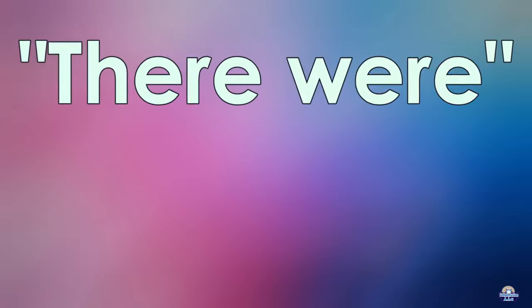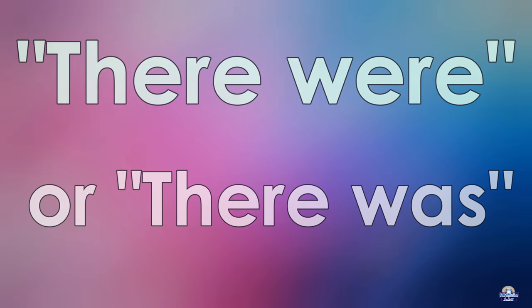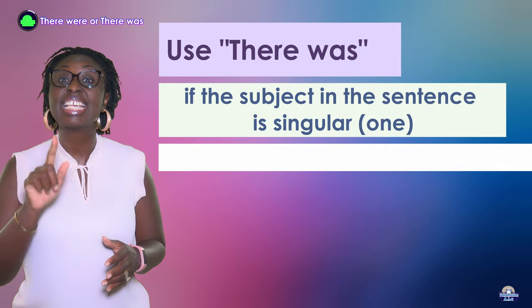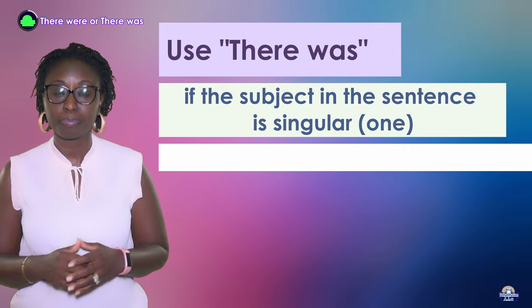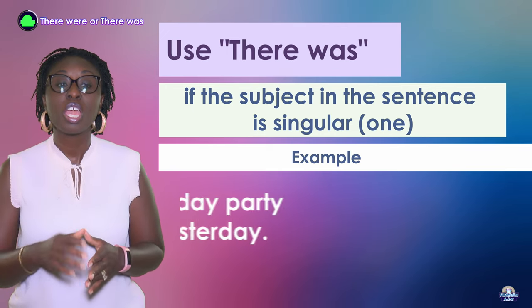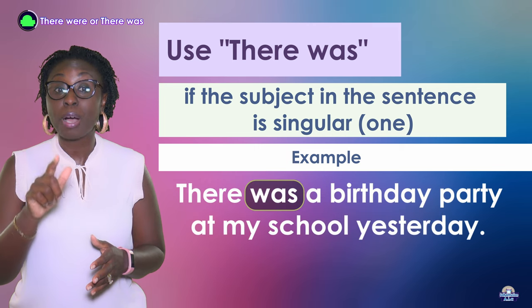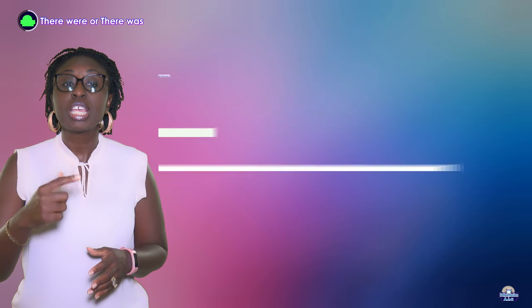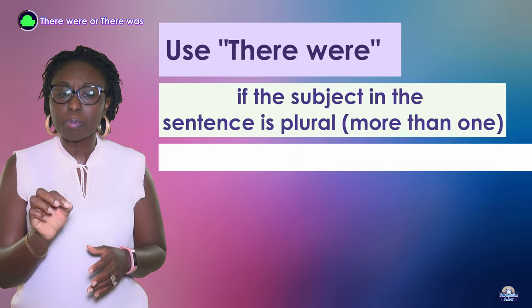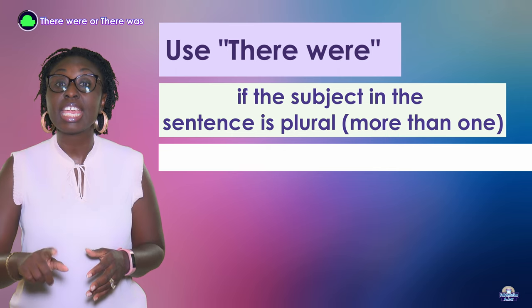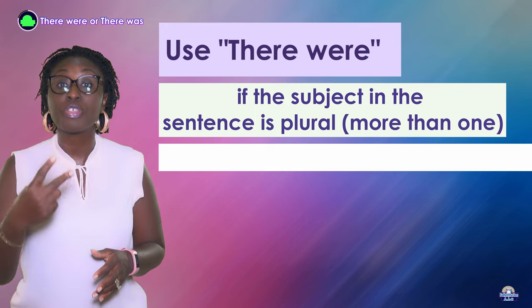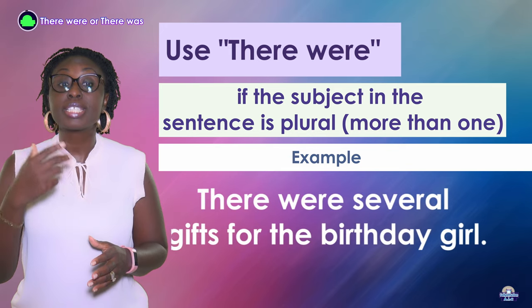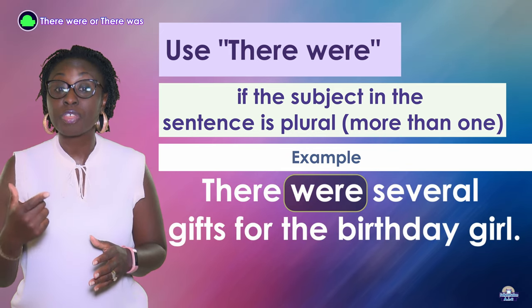There were or there was. Use there was if the subject in the sentence is singular, one. For example, there was a birthday party at my school yesterday. Use there were if the subject in the sentence is plural, more than one. For example, there were several gifts for the birthday girl.